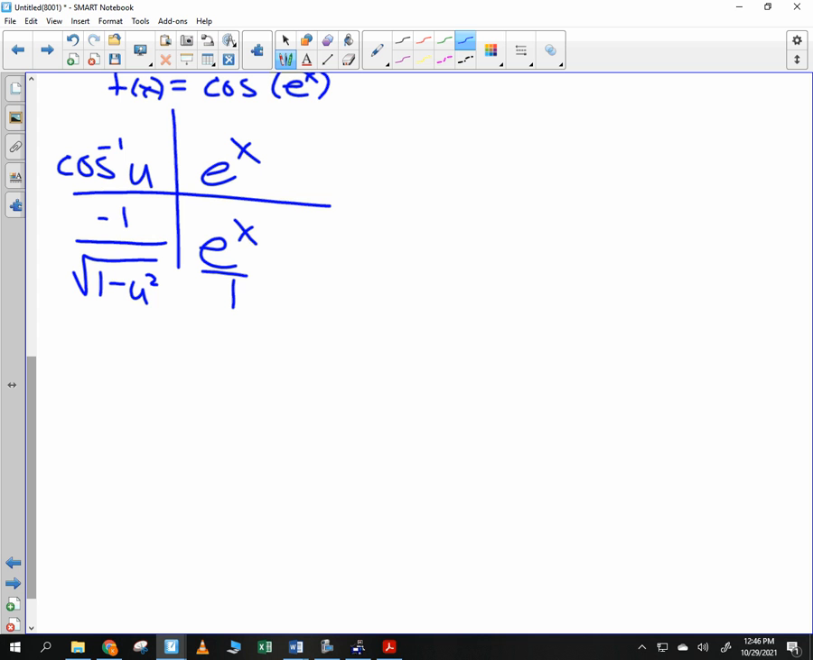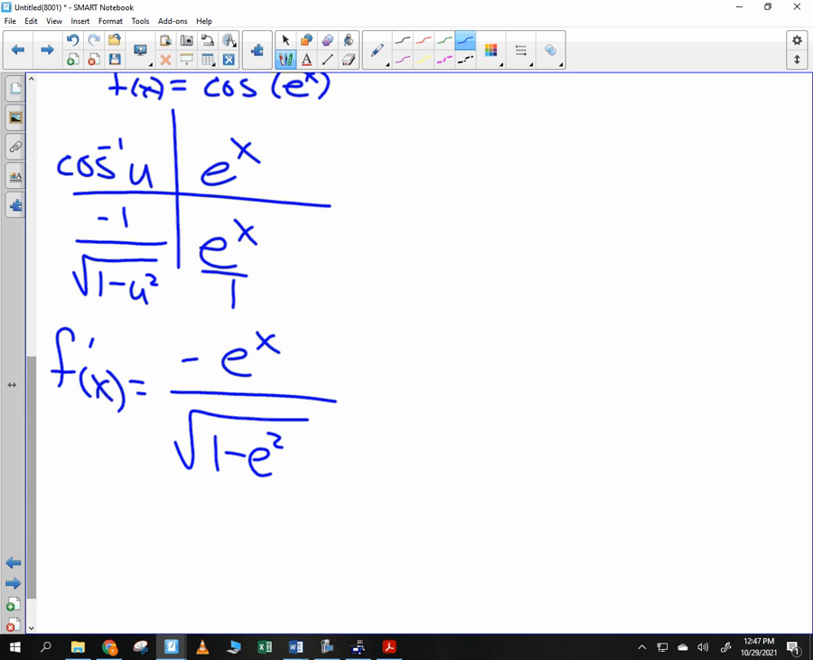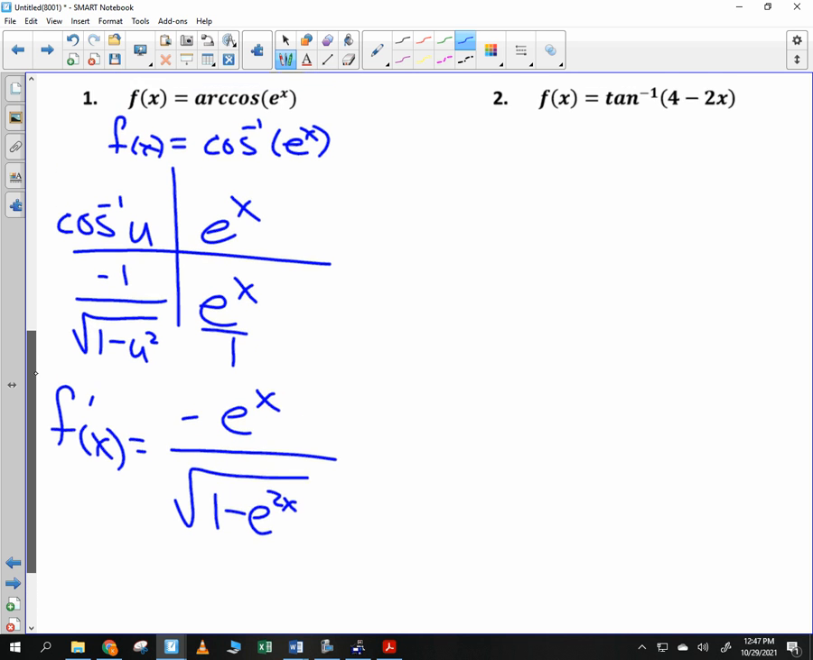If you're going to multiply these two, what's going to be in the numerator for the derivative? Good. And then if you plug e to the x into here, what happens if you take e to the x and you square it? You get, yeah, so it's just square root of 1 minus e to the 2x. That's it. No, it's not. It's going to get worse. Not that much.